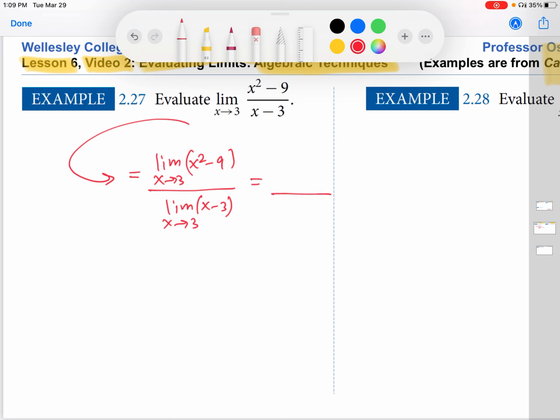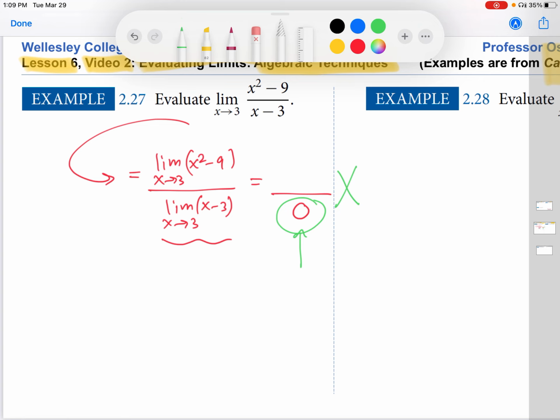First, the denominator: as x goes to 3, x minus 3 goes to 0. So that already is a tip-off that we can't do this. We can't use the limit law that says that the limit of a quotient is the quotient of the limits because the denominator is 0. And if you go back and look at the limit laws, this is theorem 2.6 in the textbook, Calculus Simplified. One of the presumptions for using the limit laws when you are evaluating the limit of a quotient is that the denominator limit is not 0.